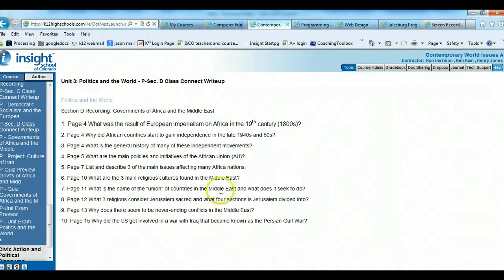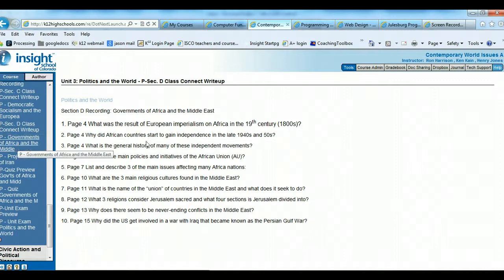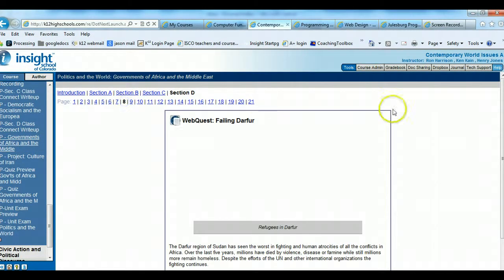I lost something for a second there. Okay, so page 7, so we answered that one, 3 main issues. So you listen, describe. Page 10, 3 main religious cultures found in the Middle East. So now we're moving on to the Middle East. So we looked at Africa, and now we're moving on to the Middle East.